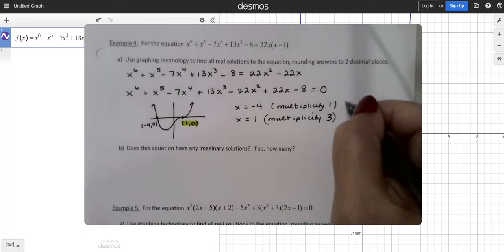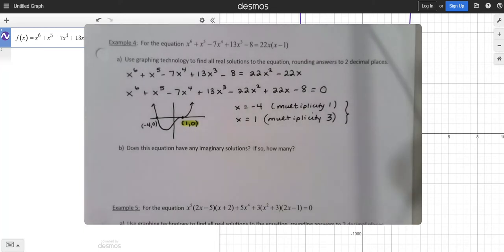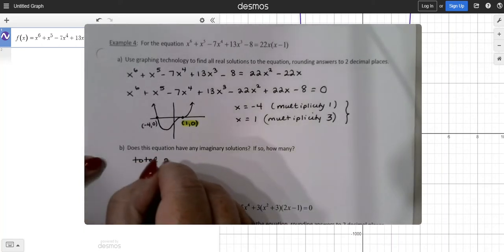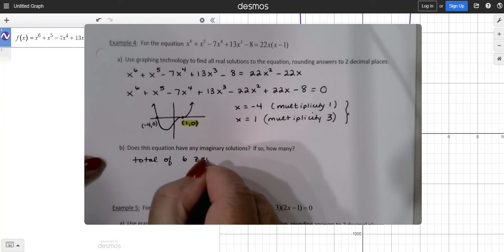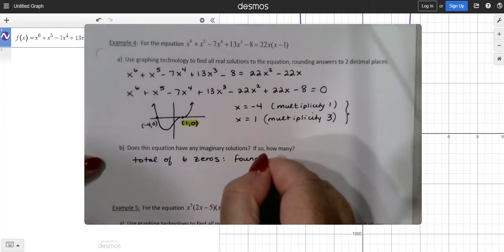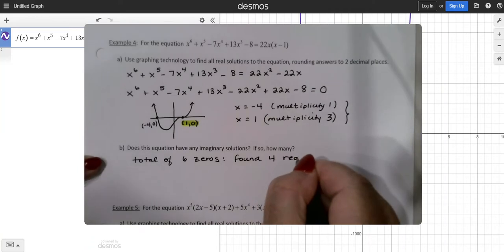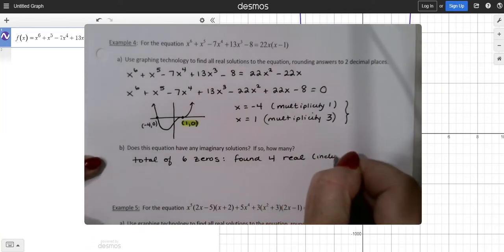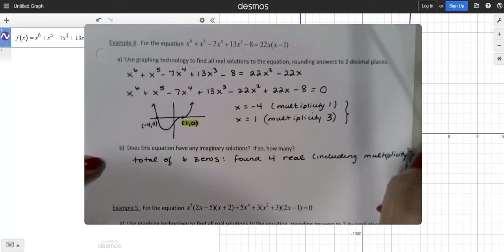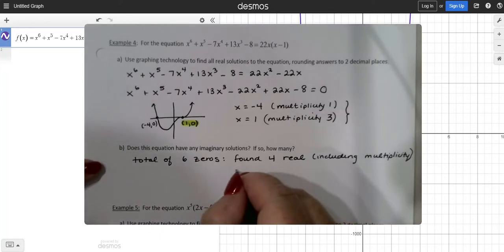So, including multiplicity, I've found 4 real zeros. I should have a total of 6. We found 4 real, including multiplicity. And that means there are 2 imaginary.